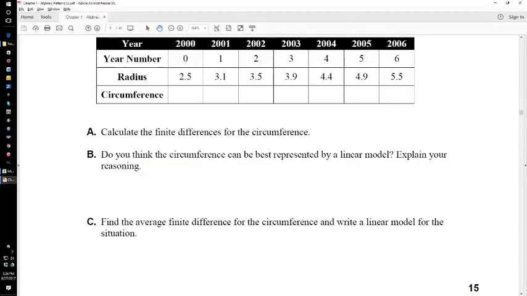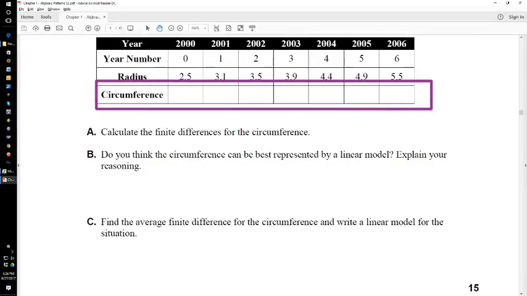Alright, this one actually tells us to, I have the instructions blocked off up there, but the instructions on your chart say use the chart from before to fill in the radius for each given year. Well, in this case, we don't want the radius, that's a typo. We want the circumference, because that's what's missing.